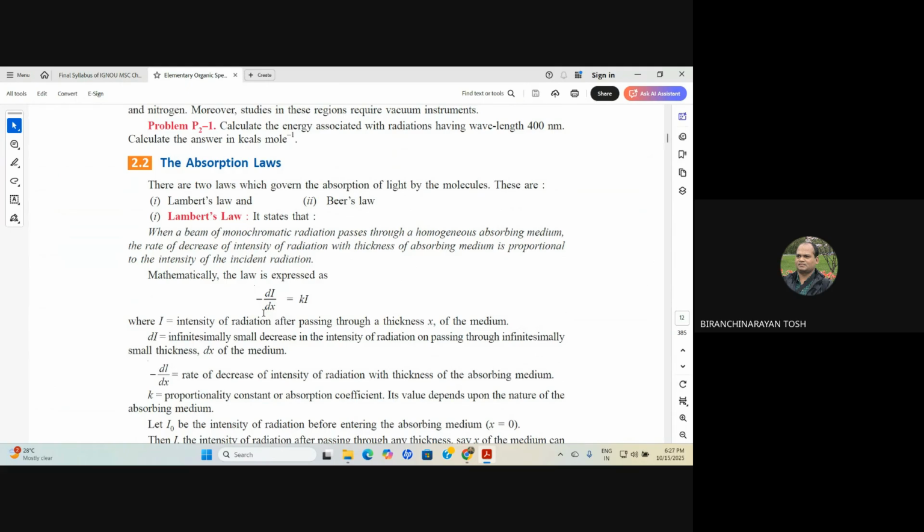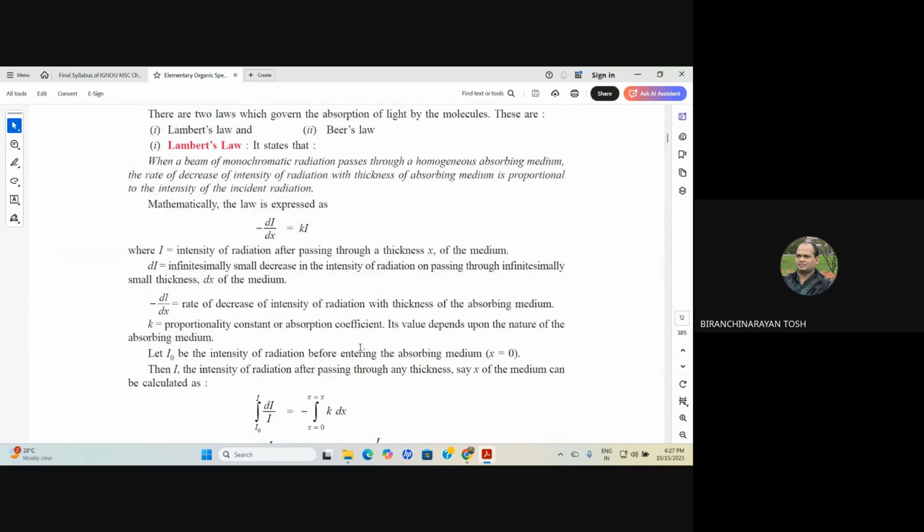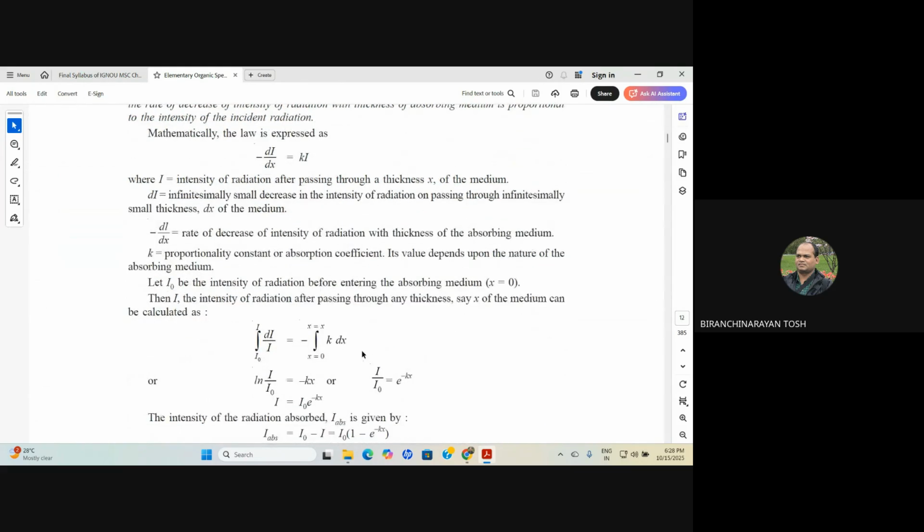So I is the intensity, x is the change in thickness. So dI is the infinitesimally small decrease in intensity of radiation on passing through infinitesimally small thickness dx of the medium. So minus dI by dx will be equal to kI, or just rearrange it, minus dI by I equal to minus k dx, then integrating from I naught, where I naught is the incident radiation, to I, which is the radiation at that particular thickness x. So here the limit will be x equal to 0 to x equal to x.